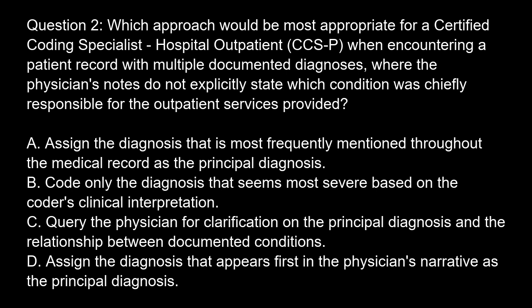Assign the diagnosis that is most frequently mentioned throughout the medical record as the principal diagnosis. Option B. Code only the diagnosis that seems most severe based on the coder's clinical interpretation. Option C. Query the physician for clarification on the principal diagnosis and the relationship between documented conditions. Option D. Assign the diagnosis that appears first in the physician's narrative as the principal diagnosis.